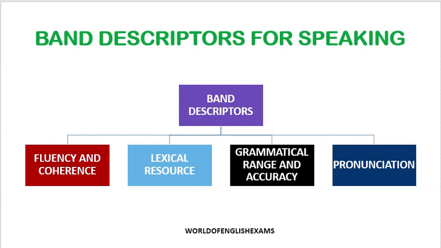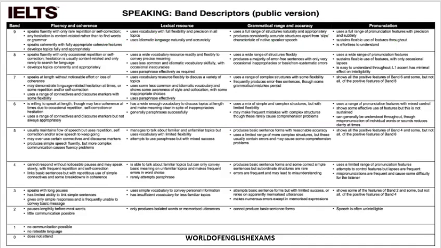So we shall understand this criteria based on this table. This table clearly enlightens us about each of these band descriptors in detail from band 0 to band 9. If you look at the extreme left, you can see that the bands are clearly highlighted from 0 to 9. I hope you can see that. So now I'm going to zoom it, and I'm going to divide it into every band descriptor, which means I'm going to separately explain what is fluency and coherence, how to improve your score. Then we'll go about understanding lexical resource and how to improve our scores.